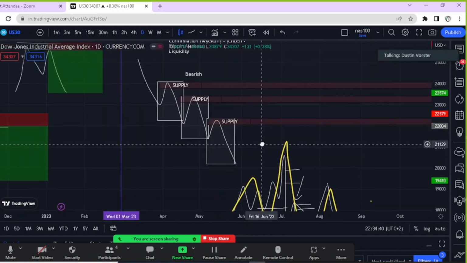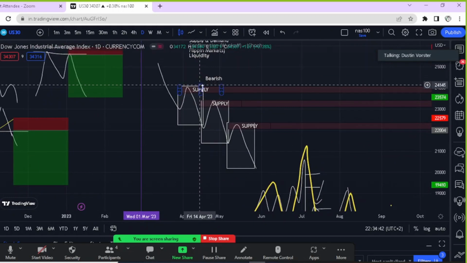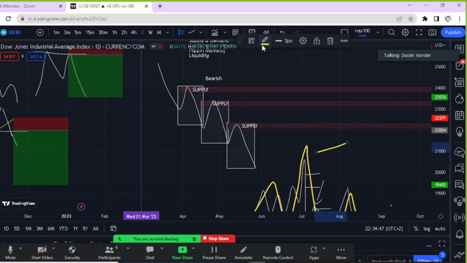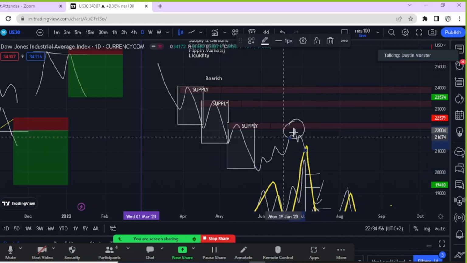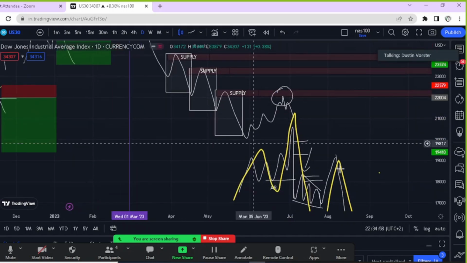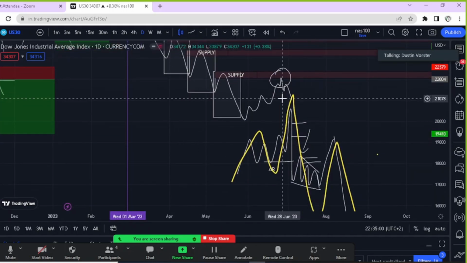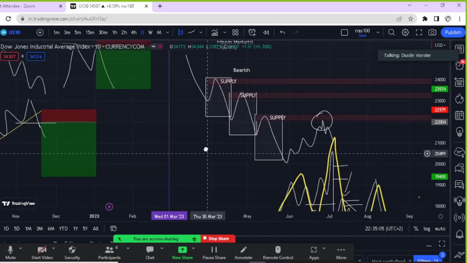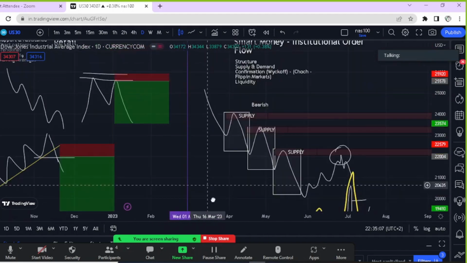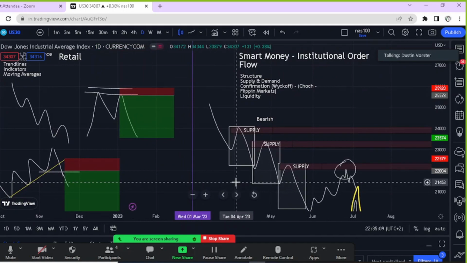So that's step 1, structure. Step 2, supply, and then basically you are just wanting to look for that same thing in a lower time frame. So this thing happening, that's all it is. And then obviously your targets would be liquidity. Okay, so that's a quick crash course in 10 minutes, retail and smart money.